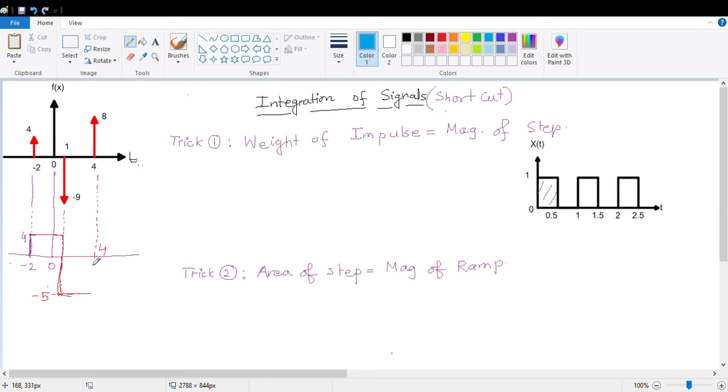We are getting here 5. So from -5 it is positive. So our step will be in the upward direction. So we are getting 5 from this signal. Another part, 3, we will get in the above of the 0 line.